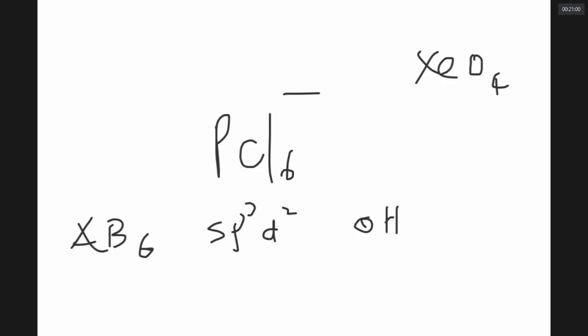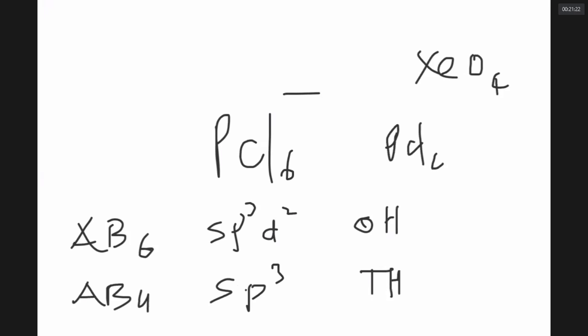Let me take XeO4. AB4. Hybridization: sp3. Shape: tetrahedron. Tetrahedron, sir. Very good. Next thing we are trying is PCl4 plus. AB4, sp3, tetrahedron, sir.